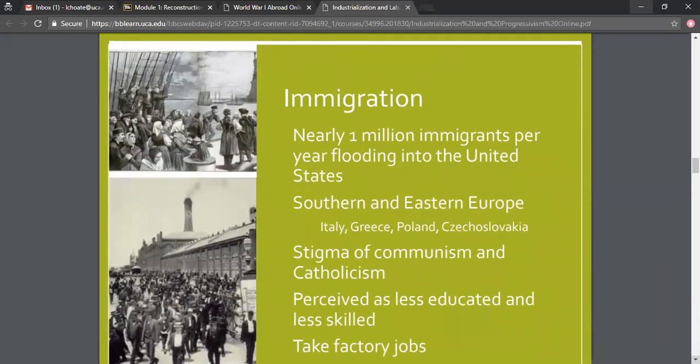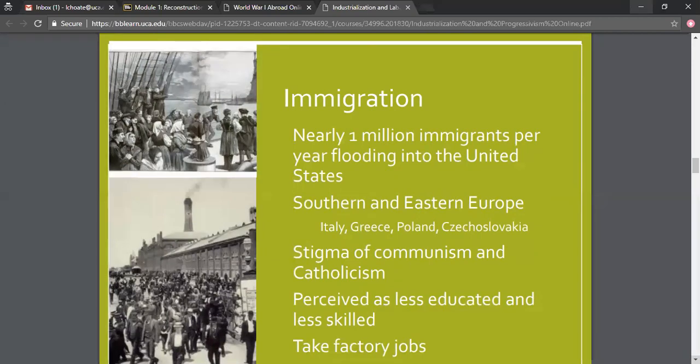Now, a lot of the people who were experiencing the very worst part of factory work were immigrants. During the Gilded Age, nearly 1 million immigrants per year were flooding into the United States. And a lot of these immigrants came from places like Southern and Eastern Europe, like Italy, Greece, Poland, Czechoslovakia, and they were considered in general to be undesirable. They came with the stigma of communism and Catholicism, which are two very bad words in America at this time.